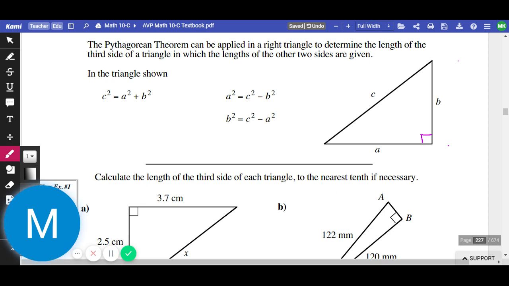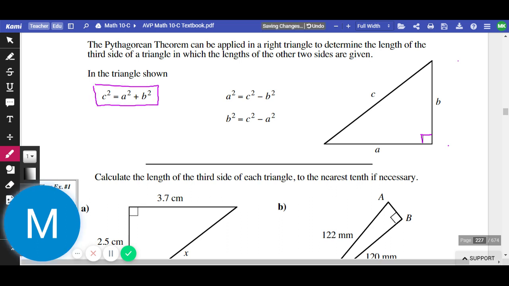If you want to find a missing side length, you already have a strategy, and the best strategy you could possibly use is Pythagorean Theorem. You're good at it, right? You've been doing it for a couple of years now. You should be pretty solid with Pythagorean Theorem. This is Pythagorean Theorem right here.